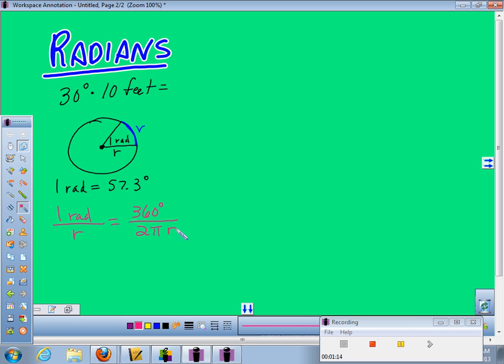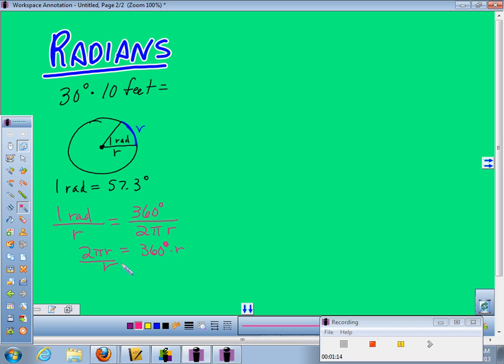Okay, so I have to have 1 radian is to r. I want to compare these two things. Cross multiply. Thank you, yes, I'm going to cross multiply. So 1 times 2 pi r is 2 pi r. And I have 360 times r then. Wow. Wait, what happens to our r's? Well, what's going to happen to the r's? The r's are going to cancel, aren't they? That's 360 degrees.